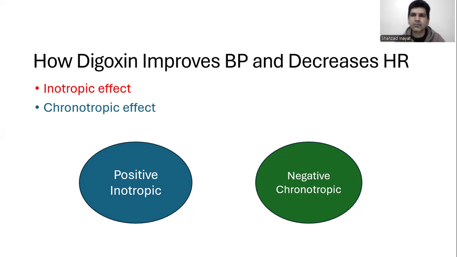There is another terminology, which is dromotropic effect. I'm not going to go into the details of that, but that's related to the conduction rate, right? The rate of conduction of the impulse from the SA node to the AV node. So yes, this is the mechanism through which digoxin improves the blood pressure and decreases the heart rate.